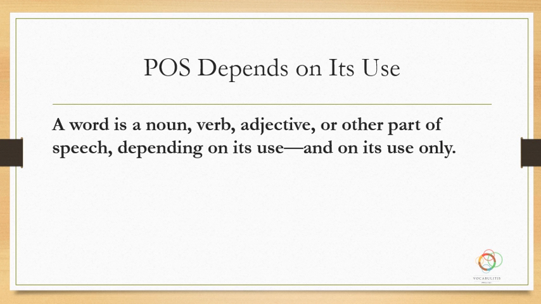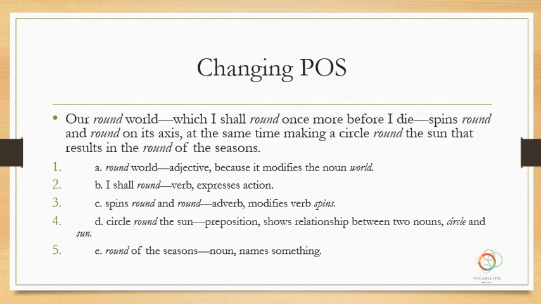The part of speech depends on its use only. Whether the word is a noun or a verb depends on how it's used in the sentence, and that's why if you look up a very simple word like round in the dictionary, it will give you all different uses depending on the parts of speech. And that's our example here. Let's look at this sentence and see how the word round is used.